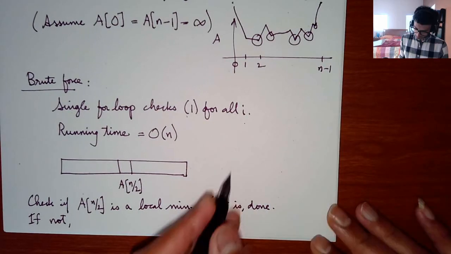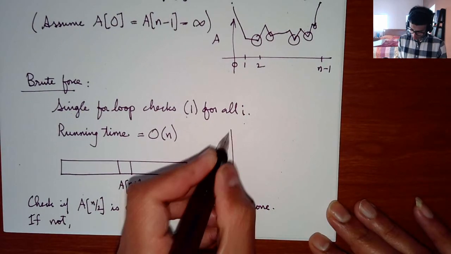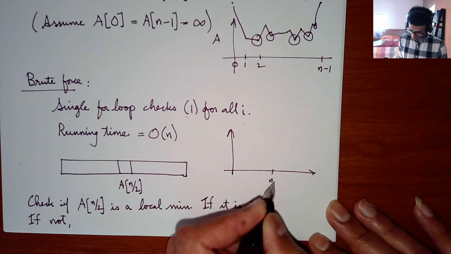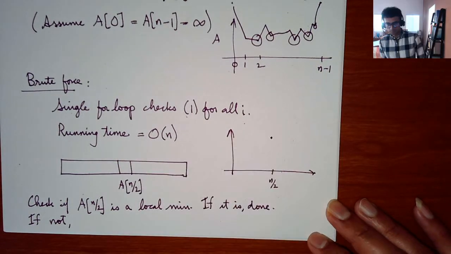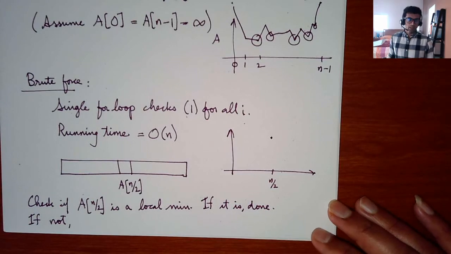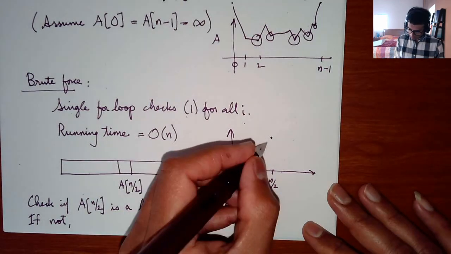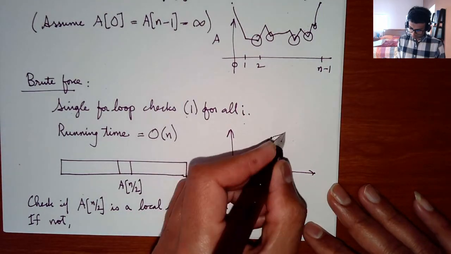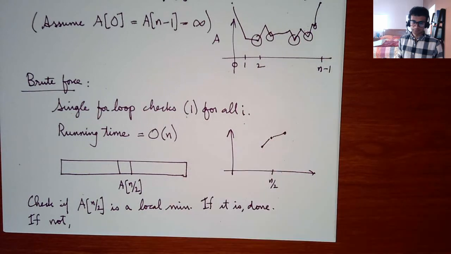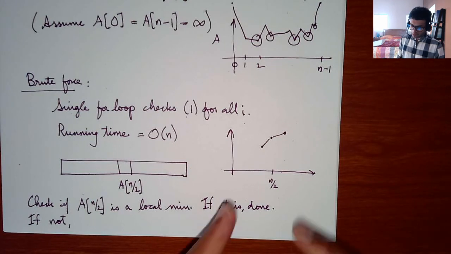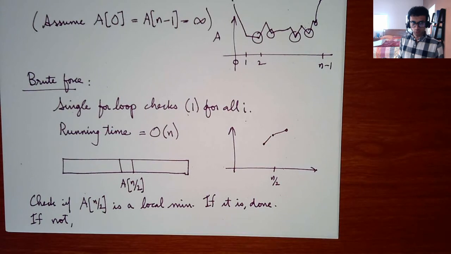Maybe I'll draw the picture here as well. So you looked at the value of n over 2, you got some value here. It is not a local minimum. So maybe the value nearby is there and the value over there is there. Then what? Then do we check n over 4 and 3/4 of n? If you did n over 4 and then n and then 3/4 n, and you kept doing all of them, then you'll effectively check everything.